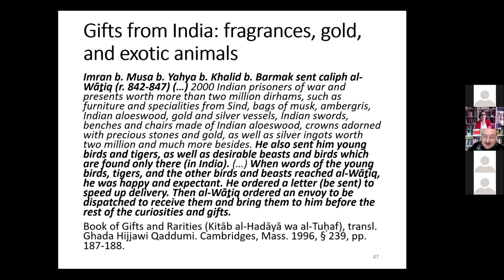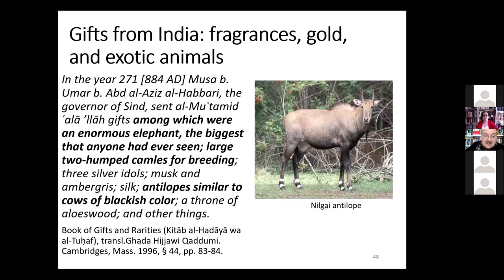And here we have somehow a resonance of Charlemagne being eager to receive these exotic animals, that also the caliph was much more interested in receiving the animals than the other presents, and he ordered a letter to be sent to speed up delivery. He wanted to see these animals, birds and tigers. And in a later episode, we also learned that an enormous elephant was sent from India to Baghdad, the biggest that anyone had ever seen, together with antelopes similar to cows of blackish color. This may have been nilgai antelopes, as they can be found in India until today. So India was the source.